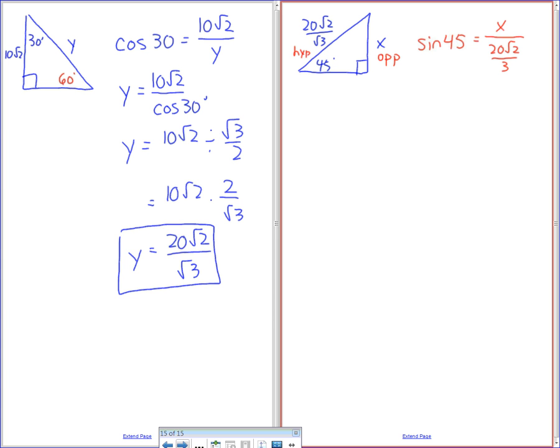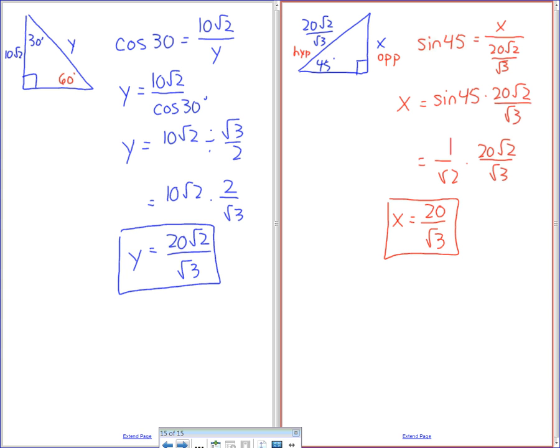So I'm going to have x equals sine 45 times 20 root 2 over root 3. So that's a root 3, right? Okay. And then sine 45 is 1 over root 2. So those cancel, so I'm left with x is 20 over root 3. Well, because x equals, right, so I just multiply that out.